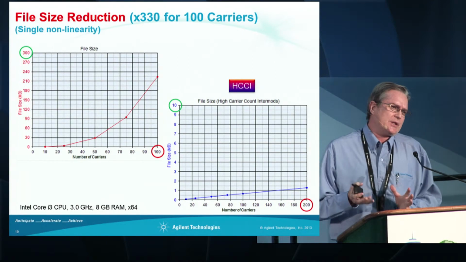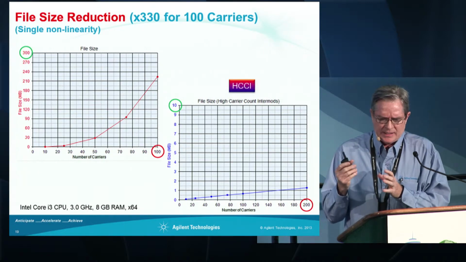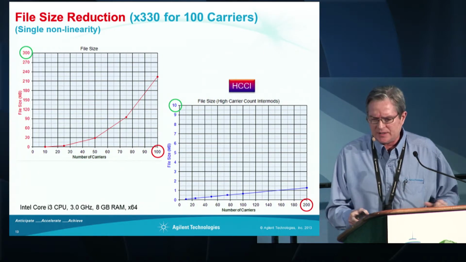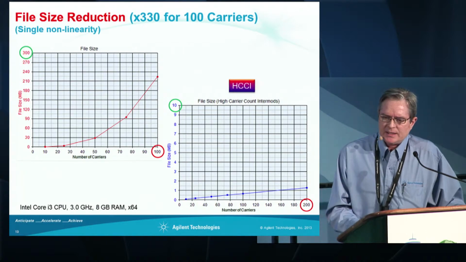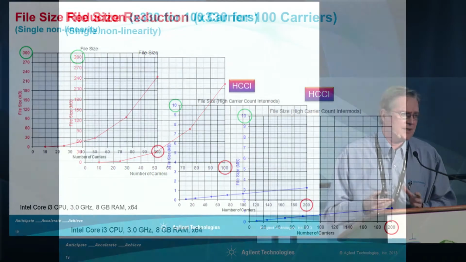Also, we did a study of the file analysis, where we just took the simulation and saved it to disk. We see that at 100 carriers, we get a 330 times improvement in file size. So the file size is a lot smaller.